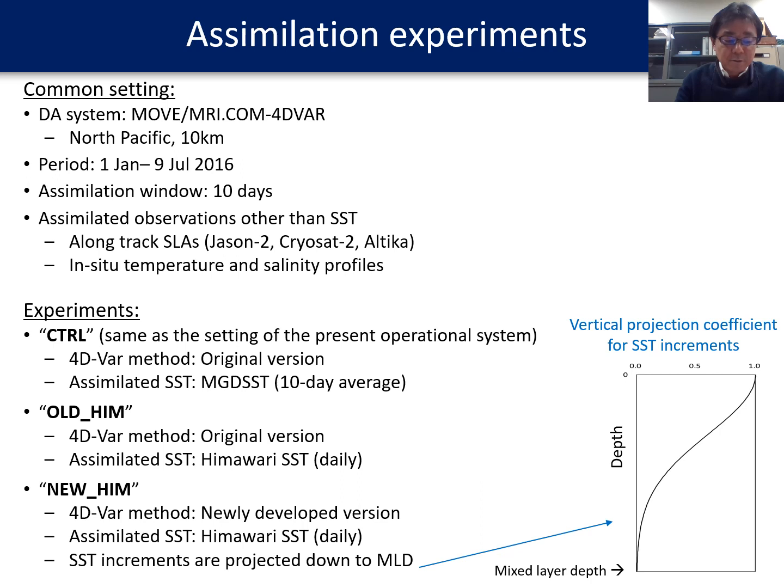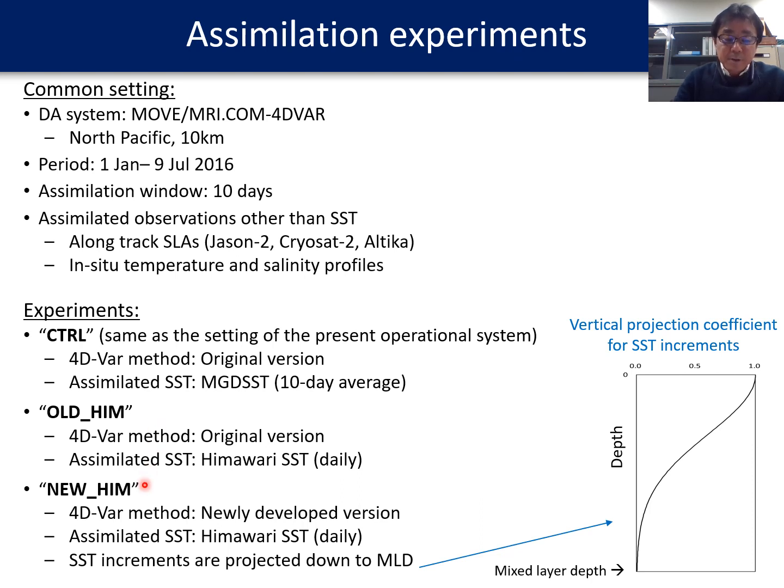And we conducted 3 experiments. The control experiment was conducted under the same condition as the present operational system. That is, the Fodiva is based on the original version method, and the 10-day mean of MGD-SST is assimilated. And in the old HIM experiment, SST data is replaced by Himawari SST, and it is assimilated with the original version of the Fodiva method.